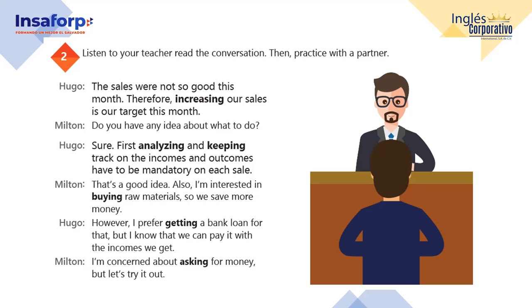The sales were not so good this month. Therefore, increasing our sales is our target this month. Do you have any idea about what to do? Sure. First, analyzing and keeping track on the incomes and outcomes have to be mandatory on each sales. That is a good idea. Also, I'm interested in buying raw material, so we save more money. However, I prefer getting a bank loan for that, but I know that we can pay it with the incomes we get. I'm concerned about asking for money, but let's try it out.